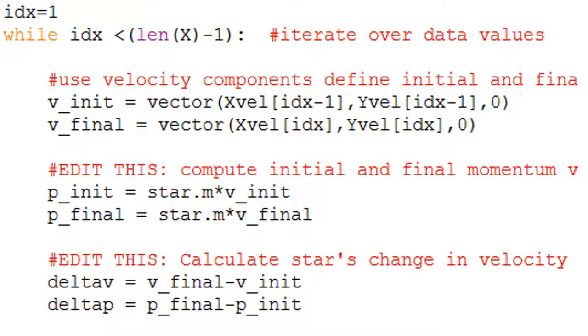Next, we take two of these velocities. We'll call the first v initial and the second v final, and multiply them by the star's mass. We will call these momenta p initial and p final respectively. Next, to find the delta v and delta p, we simply subtract each initial value from the final value.